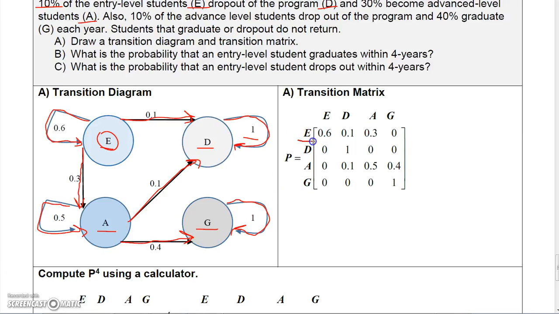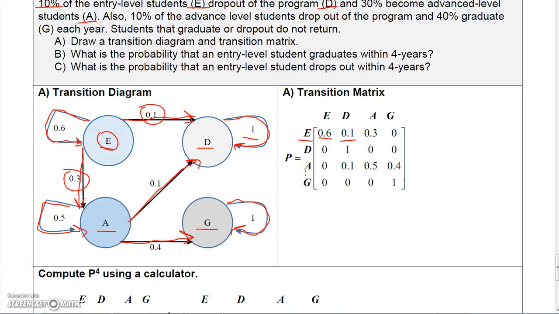So those that go from entry level to entry level is 0.6. The probability going from entry level to dropout is 0.1. The probability going from entry to advanced is 0.3, and the probability of going from entry to graduate is 0, because you can't go from entry level to graduate. And then from dropout to entry level, 0. From dropout to dropout, that's 1. And again, you can't go from dropout to advanced level, so that's 0. And you can't go from dropout to graduate, so that's 0.